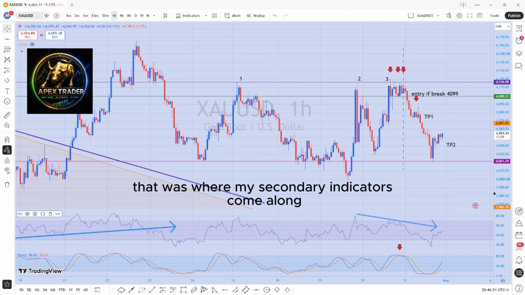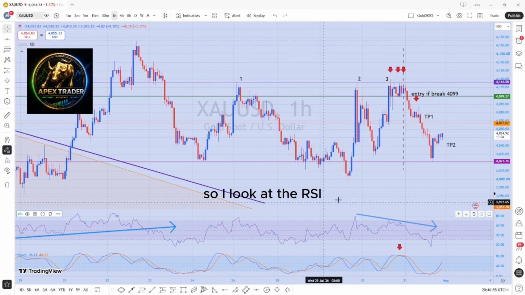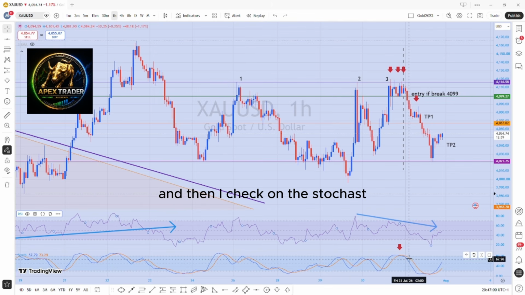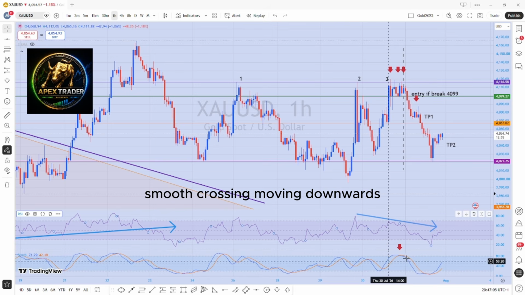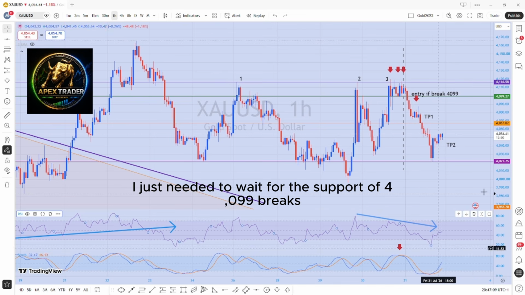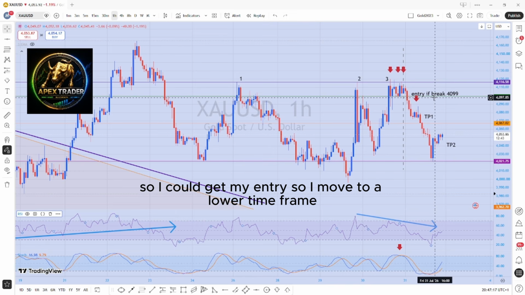That was where my secondary indicators came along. So I looked at the RSI and I saw this bearish divergence here. And then I checked the stochastic and I saw this beautiful smooth crossing moving downwards. That was a great signal for me. I just needed to wait for the support of 4,099 to break so I could get my entry. So I moved to a lower time frame, the 5 minutes time frame, while I looked for a good entry.